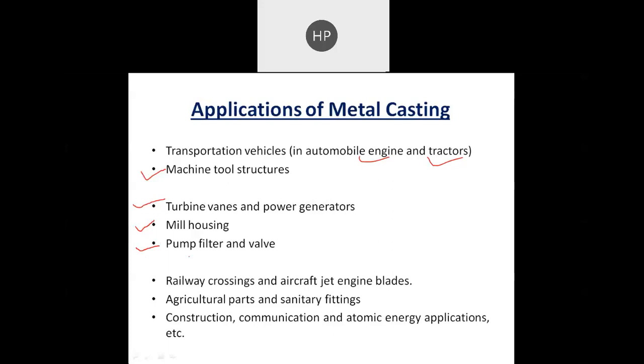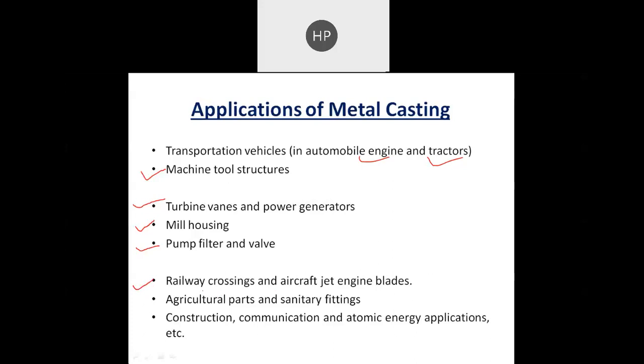Okay, so that is another area of application where we can use a casting process, because a pump and its filter have a certain shape, and there are certain valves like non-return valves. So that is produced by the metal casting process. Then railway crossings and aircraft jet engine blades are also produced by the metal casting process.